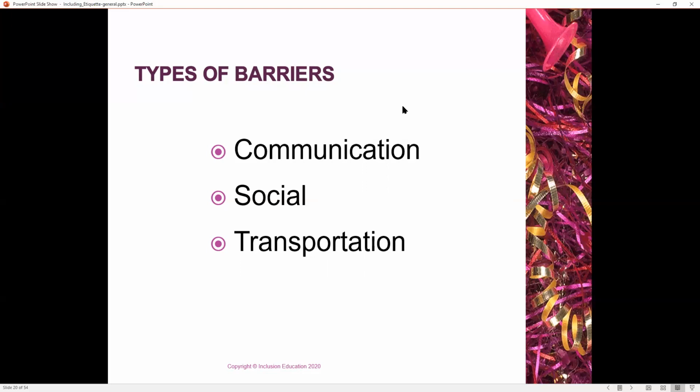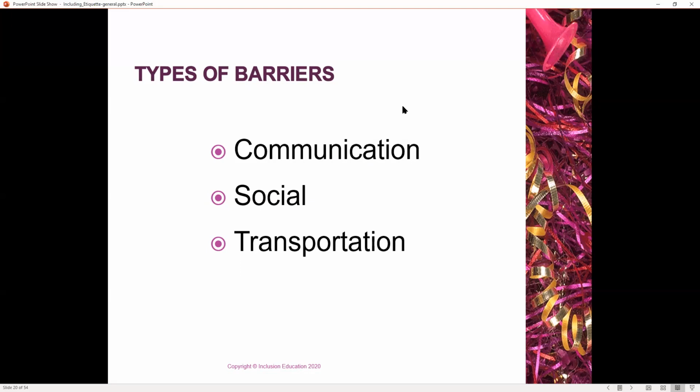The next type of barrier is transportation. And transportation could come under almost any type of barrier because it's a really big one for those of us with disabilities who can't drive. If we don't have reliable transportation and something's going on and there's no other way to participate in whatever the activity is, transportation could be the main barrier.